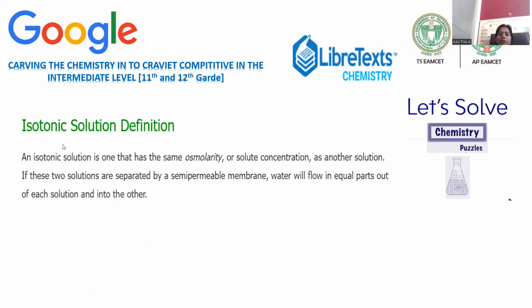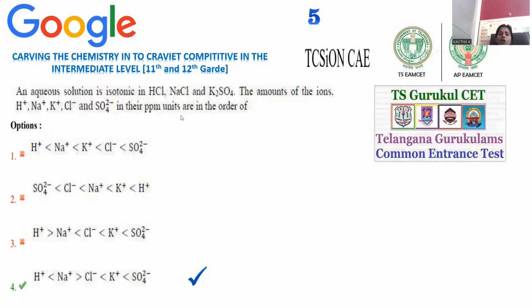So let's solve the problem. Isotonic solution stands for solutions where osmolarity is the same and they have equal concentration. All the solutions are equally concentrated; those are called isotonic solutions. For these isotonic solutions, the individual ion amount is to be calculated in ppm, parts per million, right?